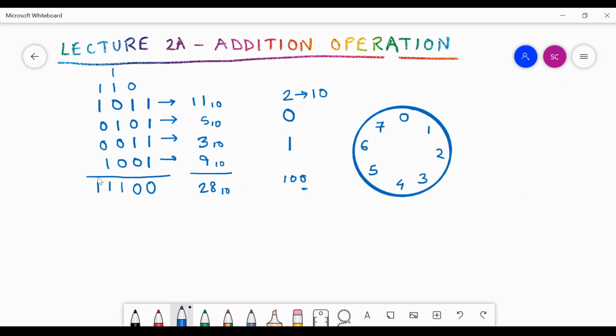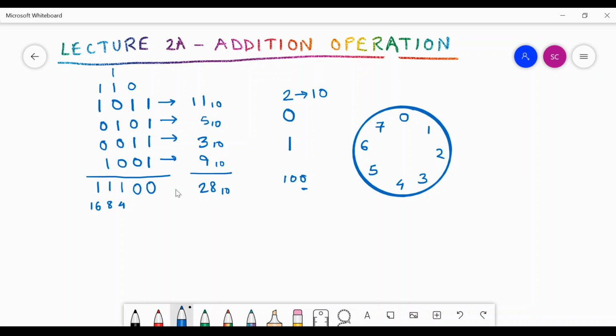And now just a sanity check, you see this is 16, this is 8, this is 4, and all these add up to 28. So whatever I have told you works. So this is the way it goes actually.